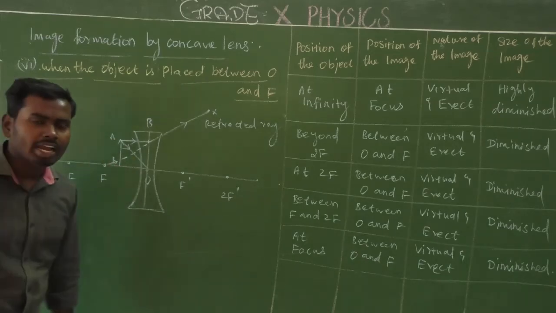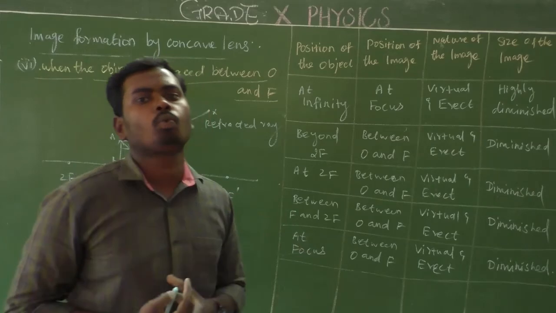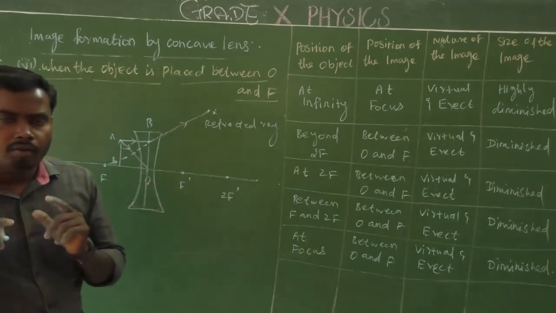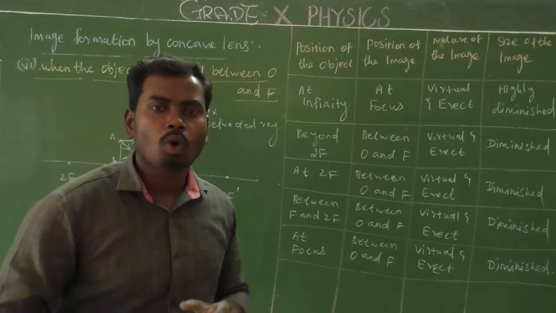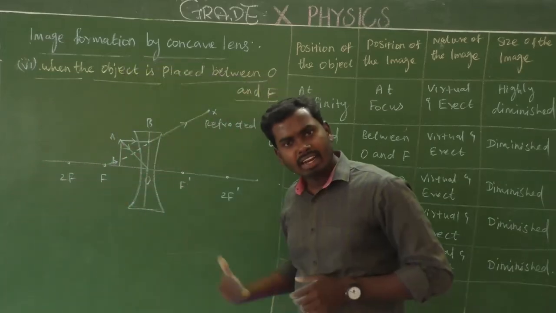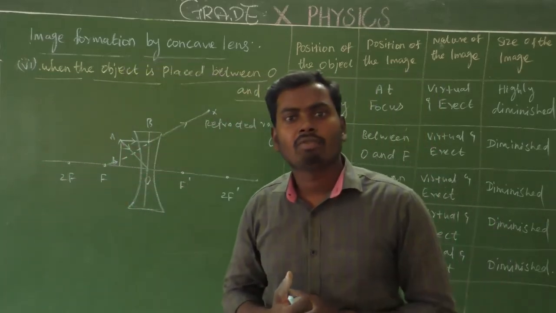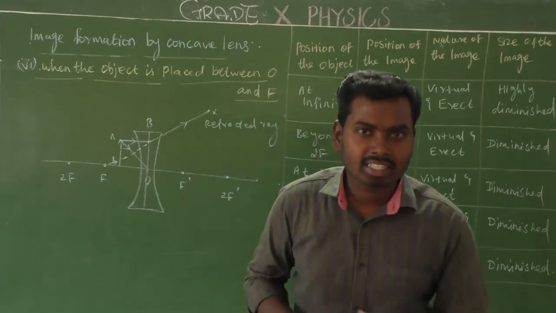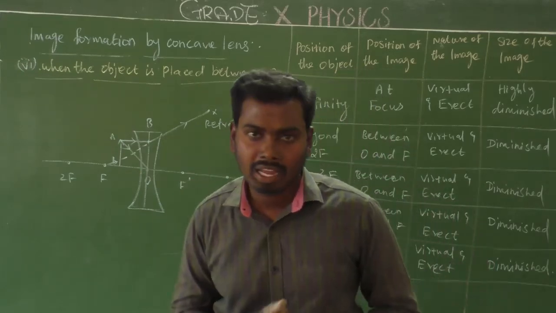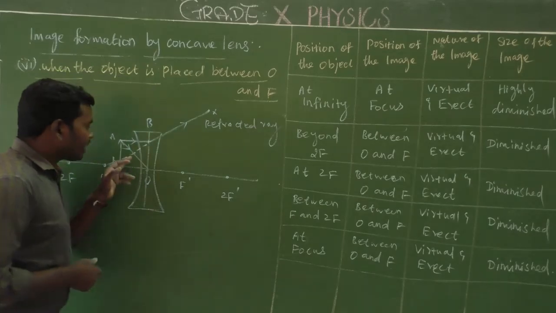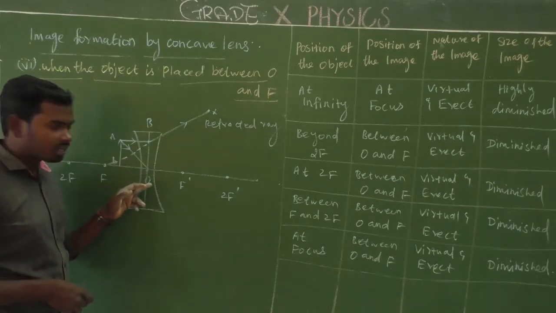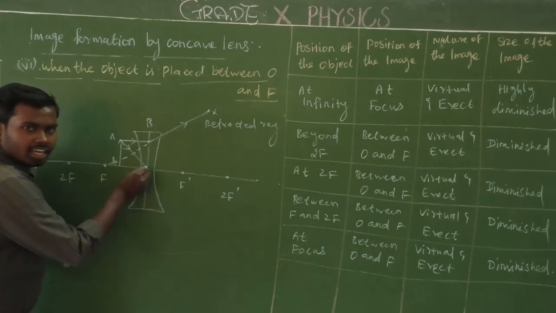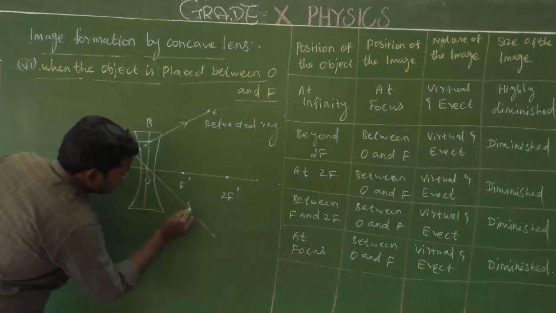That ray of light passes through the optical center O. Whenever a ray of light passes through the optical center O, what will happen? There will not be any refraction, which means no bending of light. The light will go in a straight line. Is it clear? Yes, that is a special property of the optical center O.